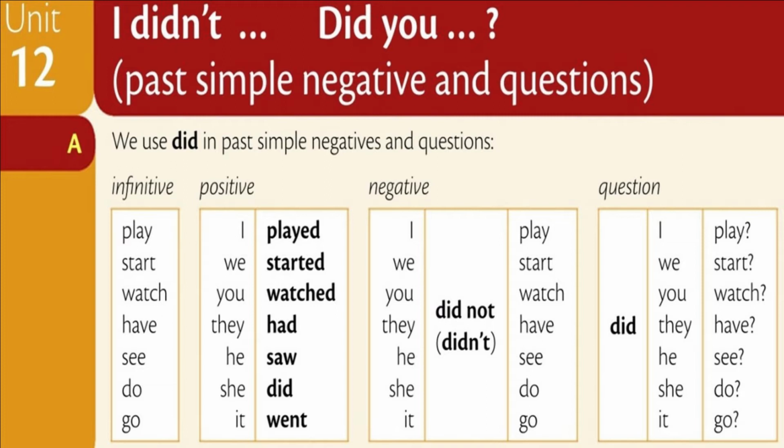She played, she started, she watched, she had, she saw, she did, she went. It played, it started, it watched, it had, it saw, it did, it went. Now, some examples of negative sentences.